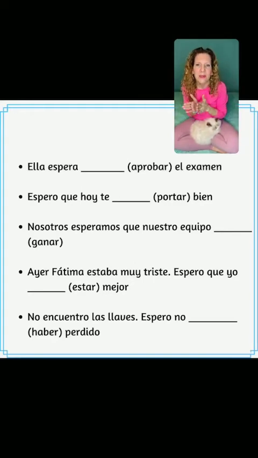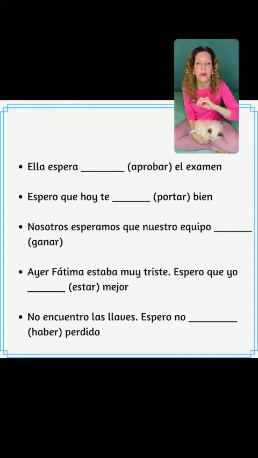So, espero que hoy te... Bien. Thank you for the hearts. Espero que hoy te... Bien. Portar. Portar is to behave. I say this to my little son every single day. I hope that today you behave better, or well. So, espero que hoy te... Different subject, so we have to use subjunctive.